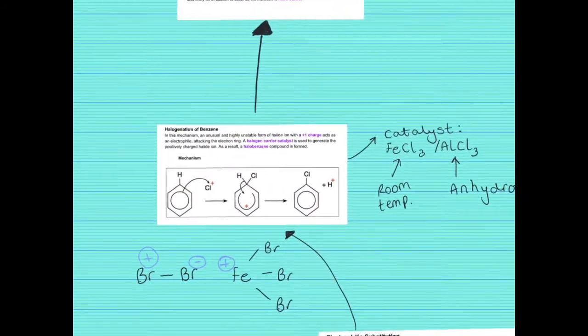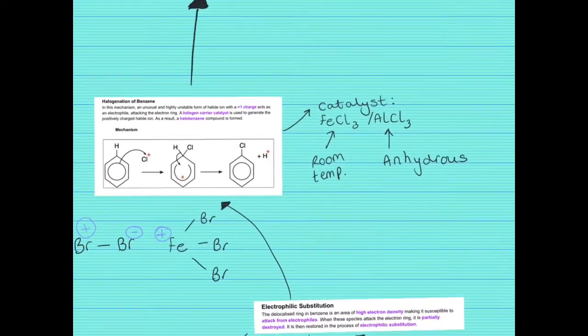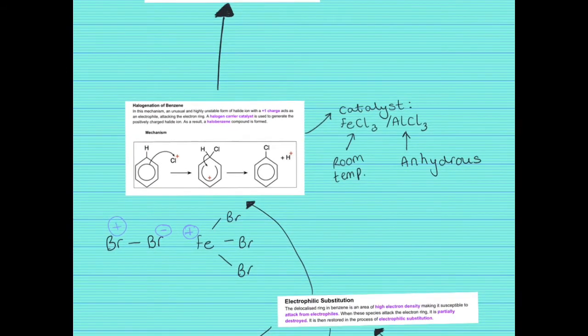And then the final way is the halogenation of benzene. In this mechanism, an unusual and highly unstable halide ion must form. Halide ions have a negative charge, but they have to have a positive charge to be able to attack this benzene ring. How they do this is they use a catalyst, either iron chloride or aluminium chloride, or if you're adding bromine, then iron bromide and aluminium bromide. If you're using iron, it needs to be at room temperature. If you're using aluminium, it needs to be anhydrous, so it needs a dry environment.